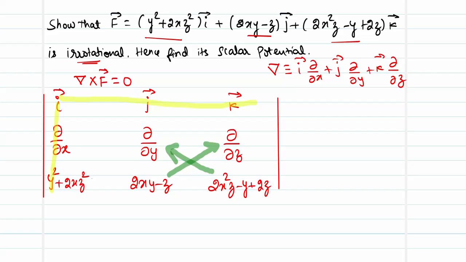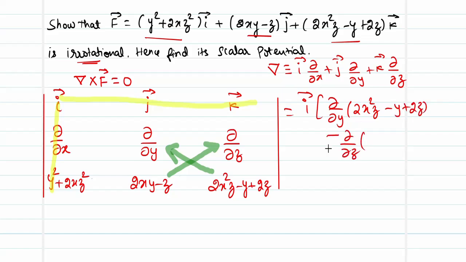Okay, so we write this as i times ∂/∂y of (2x²z − y + 2z) minus ∂/∂z of (2xy − z). So this is my i component.